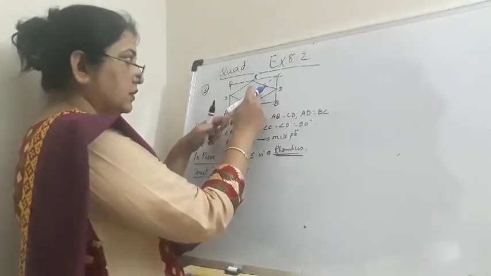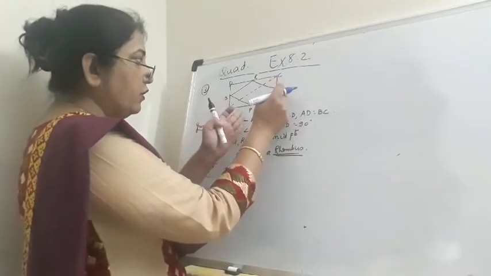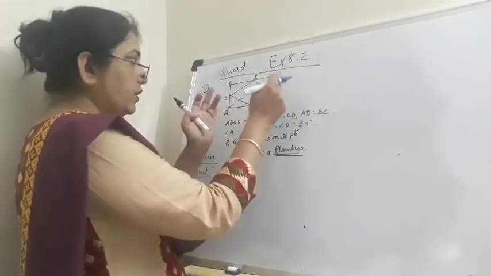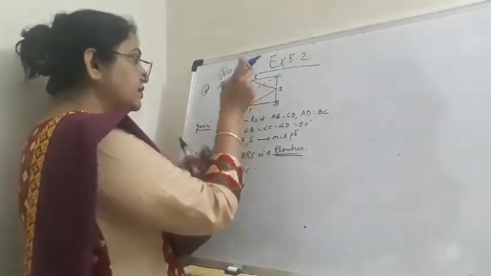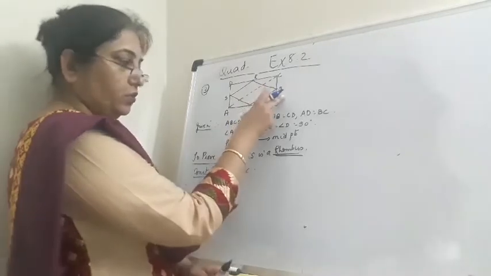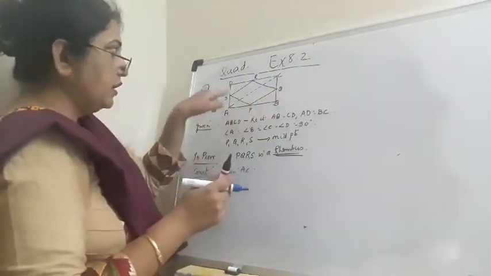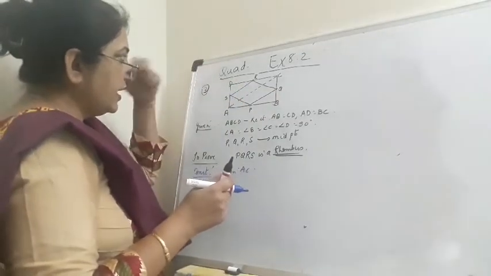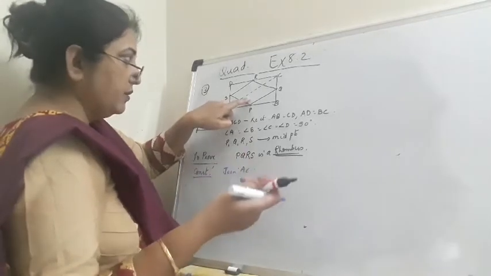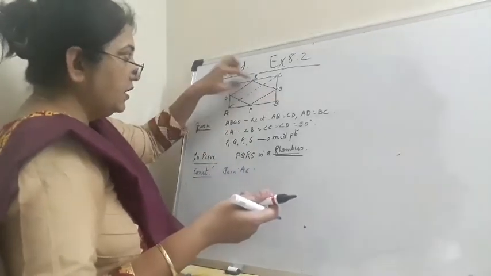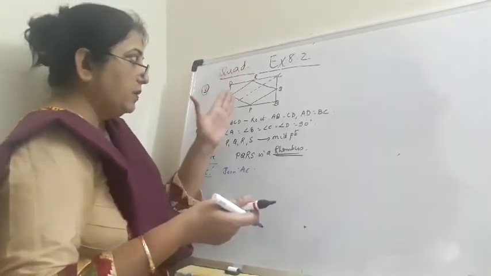And similarly PQ, because P and Q are also midpoints, so PQ will also be parallel to AC. Now when PQ is parallel to AC and SR is parallel to AC, that means SR is parallel to PQ. Fine. So PQ is equal to SR. Now you also know that SR will be half of AC according to the midpoint theorem. Go through that theorem. PQ will also be half of AC. So therefore these two sides will be equal and parallel. So therefore PQRS will be a parallelogram.